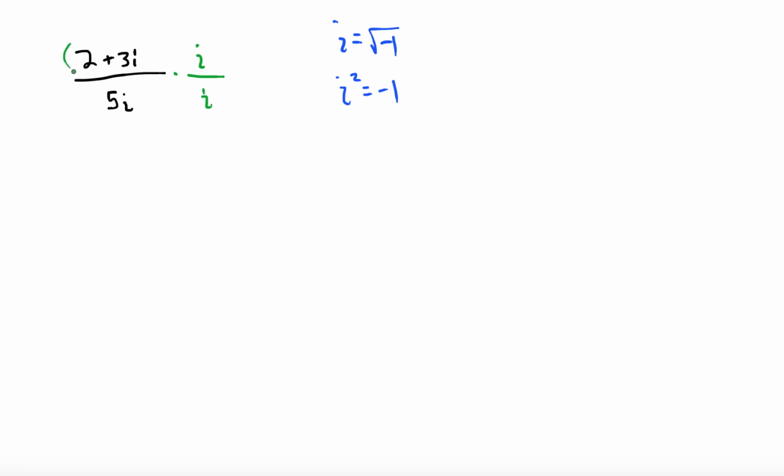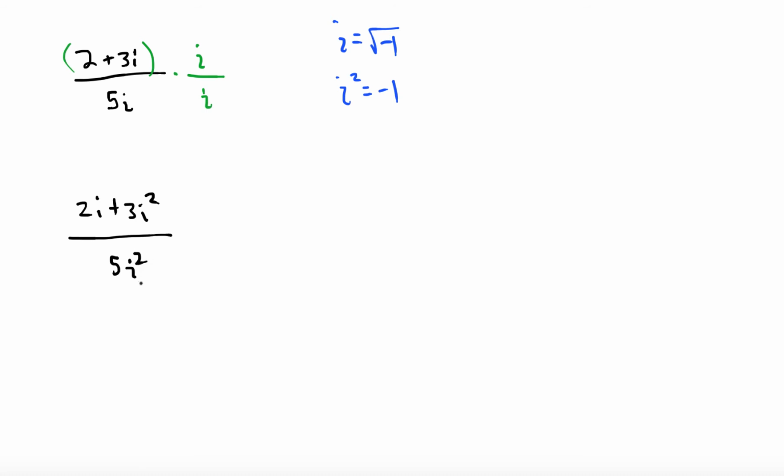Now, of course, in the numerator, make sure that you distribute the i properly. Okay, so let's take a look at what we end up with here. So we end up with 2i plus 3i squared in the numerator. And what do we have in the denominator? We have a 5i squared.